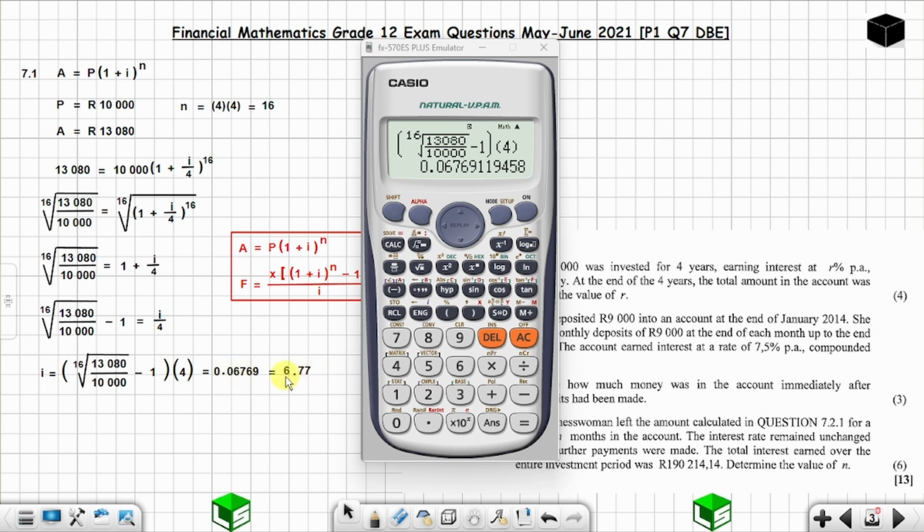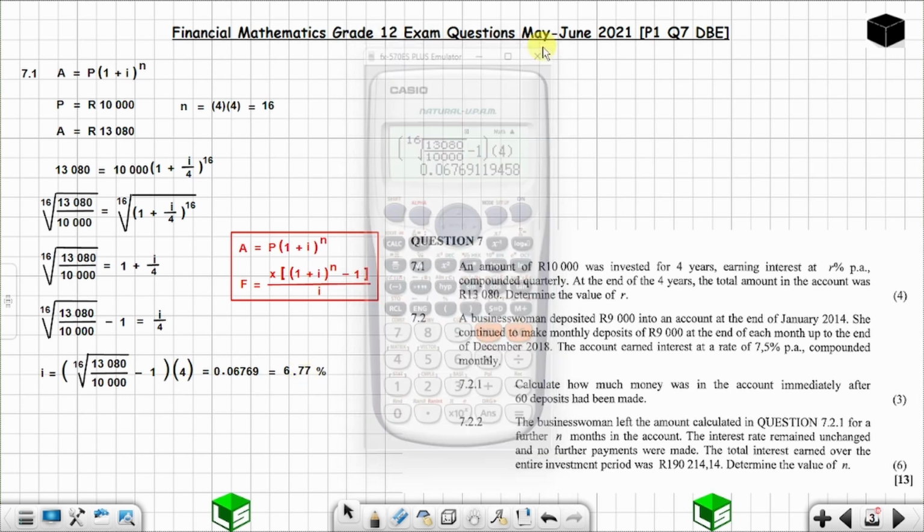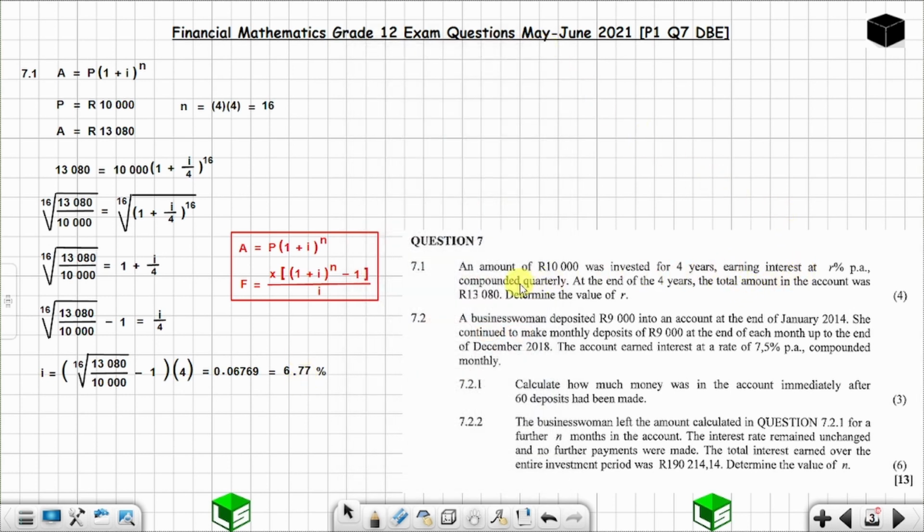Okay, so this is 6.77%, right? And so you can see from the question, the interest rate was at R percent. This is R percent. So R is equal to 6.77.